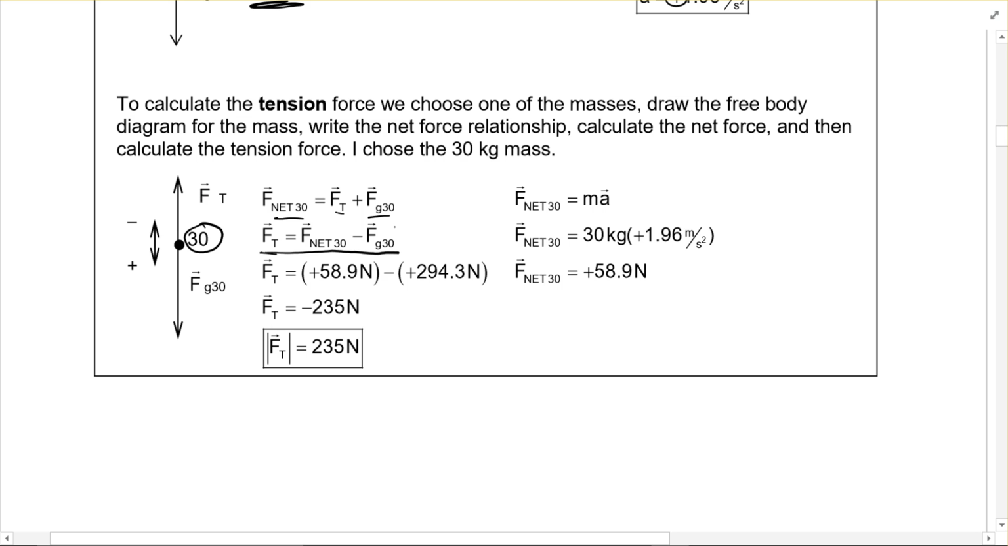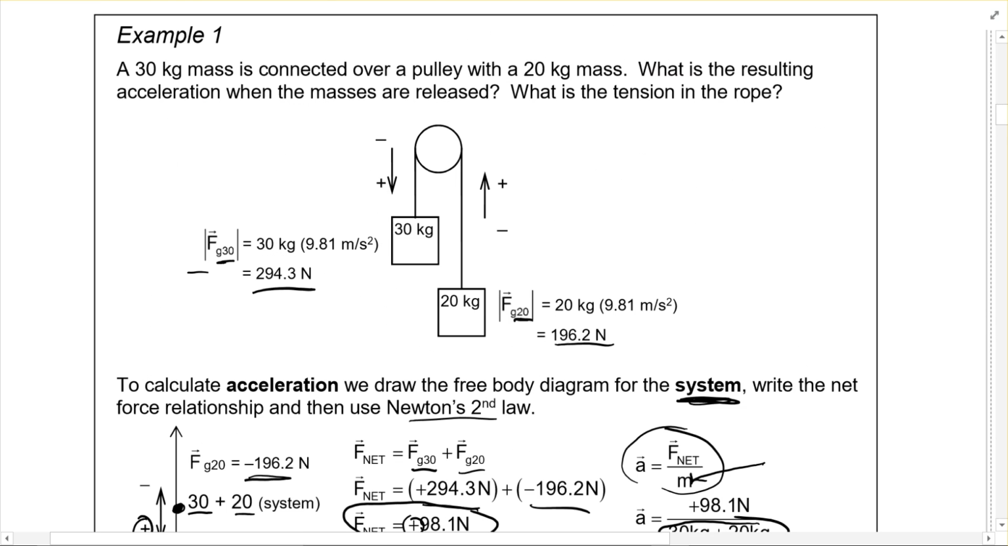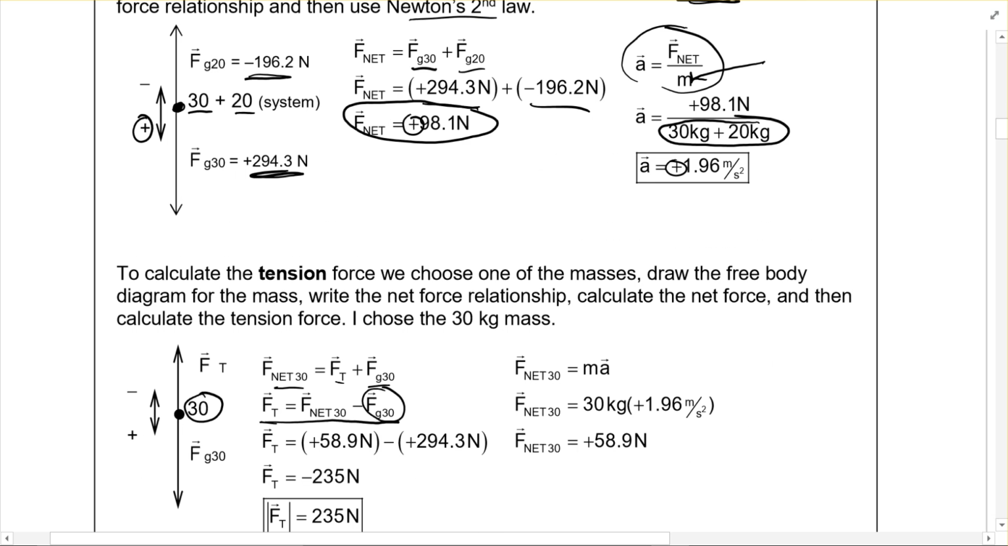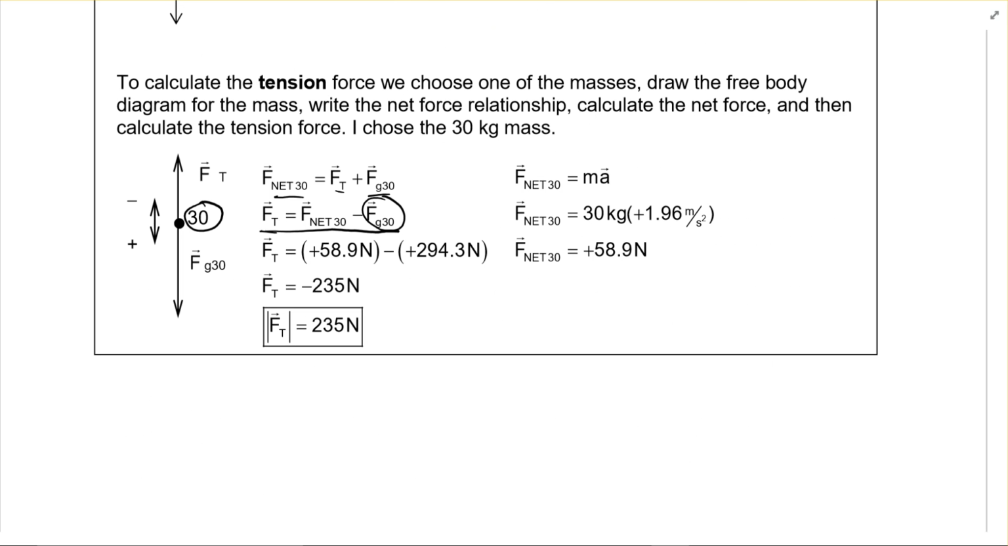We're good for the force of gravity of the 30 kilogram one. We figured that out first, right? We figured that out right up here. So we got that one already. We don't really have the net force, though, but we can figure that out simply, and that's what has been done over here. So F net is going to be equal to mass times acceleration.